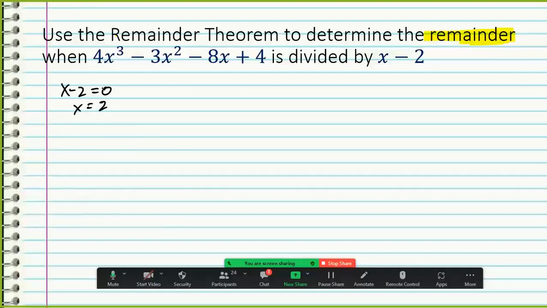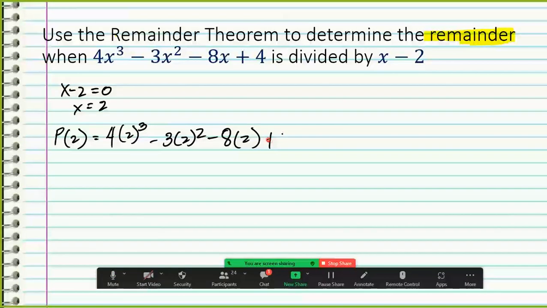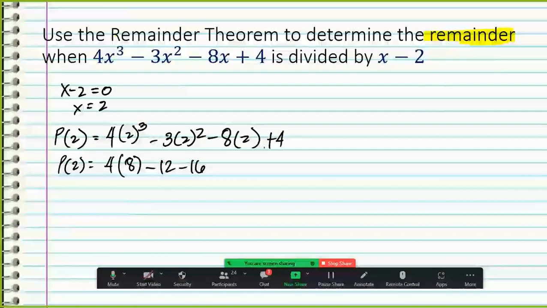Now inject the value of 2 to this polynomial function. So we have p of 2. This is your value of 2. So we have 4, and we have to replace all the variable x by 2, then minus 3 to the second power, minus 8 multiplied by 2, added by 4. So we have to do first the exponent. P of 2 equals 4. So 2 raised to the third power is 8, kasi 2 times 2 times 2. So that's 8. Then we have 3 times 4, we have 12. Then we have negative 16, then added by 4.